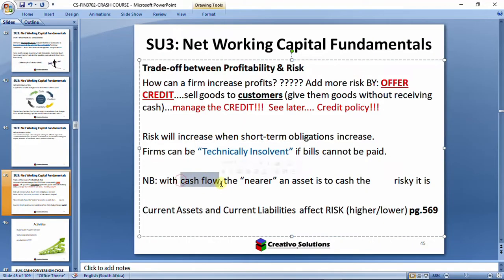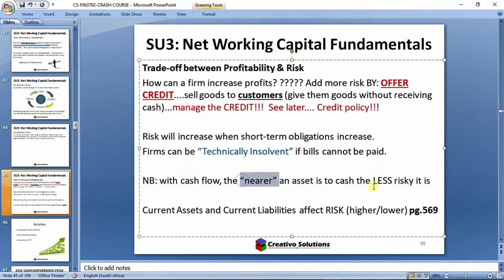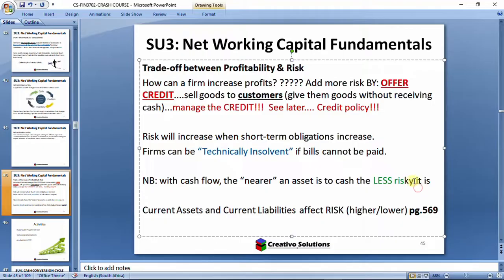Make sure you have good cash flow. I think I put a note here, let me reveal. Cash flow that's nearer is less risky. Why is it less risky? Can you explain that for me? Well, because you have it. Exactly, so you know that it's not something you have to wait for.